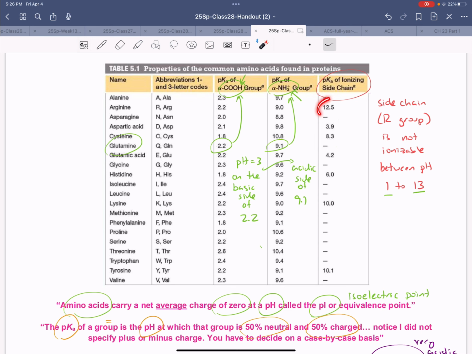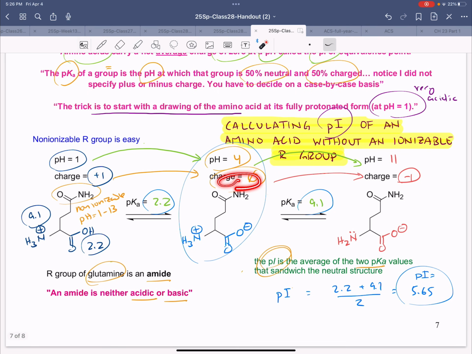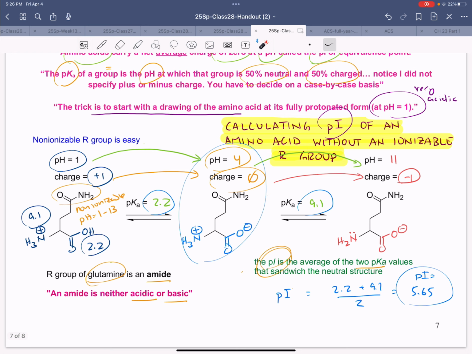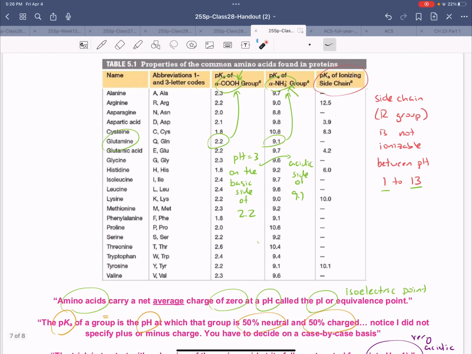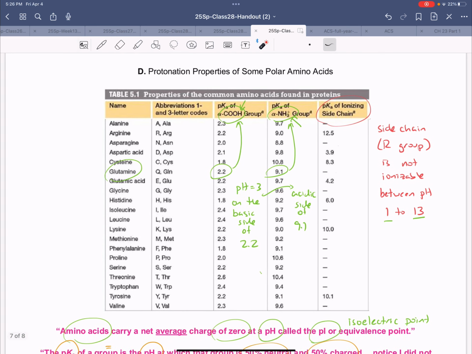What if you have an ionizable group? Now your net charge of 0 is in between two other pKa's. So for instance, and I don't memorize this, I work it out. For aspartic acid, 3.9, is the pI the average between these two, or the average between these two?